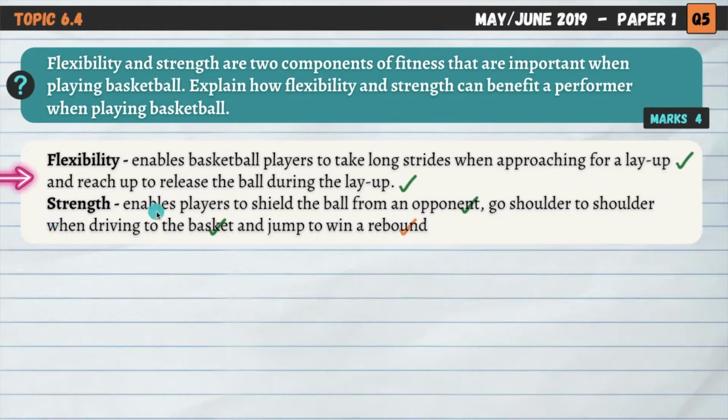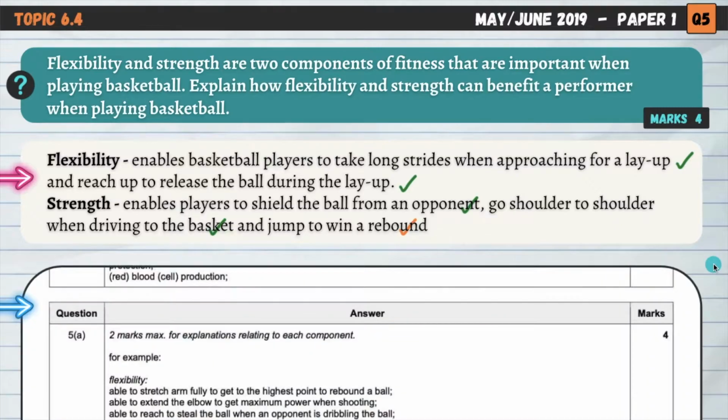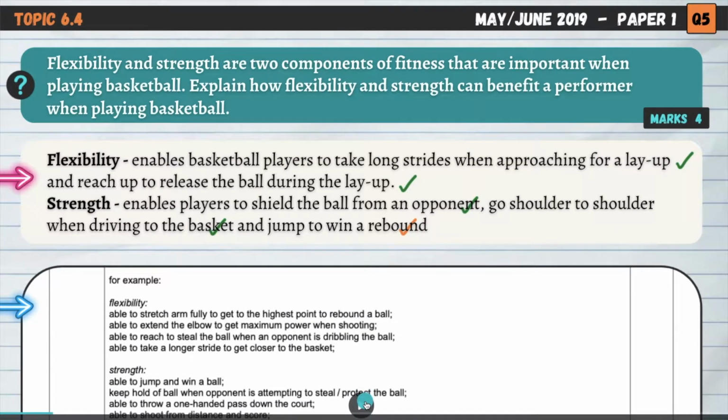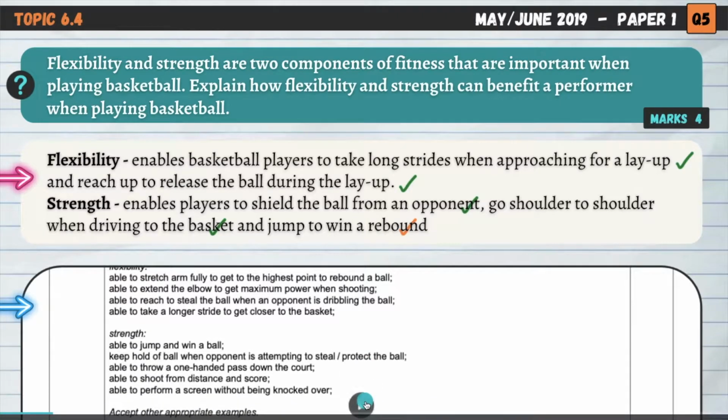Now moving on to strength, this enables players to shield the ball from an opponent, there's 1 mark, go shoulder to shoulder when driving to the basket, that's something else that requires strength or the ability to produce lots of force in one go, and jump to win a rebound. And I've given an orange tick there because that was an additional point that we would have gained a mark for, but it was unnecessary as this one was only worth 4 marks. So I'll just pause this one here. You can take a look at the mark scheme to have a look at some other potential answers that you could have gone for there.